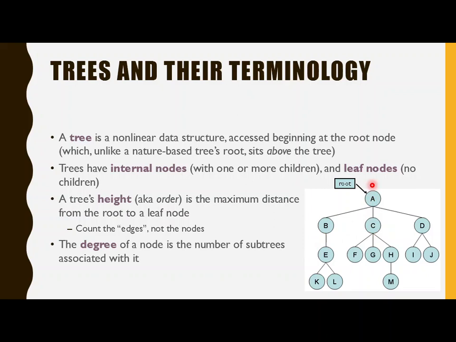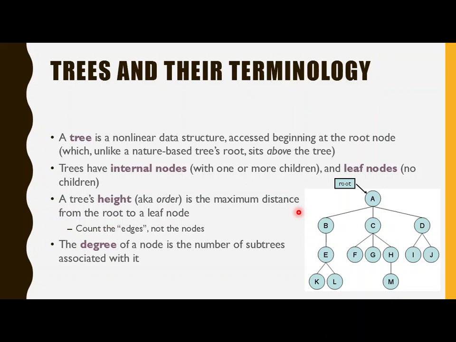So again, don't count the nodes, count the edges, or count the nodes and subtract 1 to get the maximum height. Your textbook has a couple of places where that's made a little bit murky, but that's how you measure them. The other thing to measure here is the number of children. So since this particular node has 1, 2, 3 children, it has a degree of 3. This one has 2 children. It has a degree of 2.